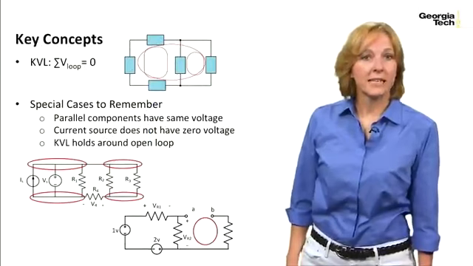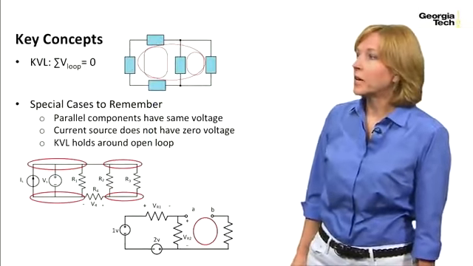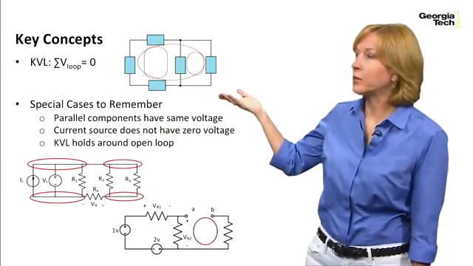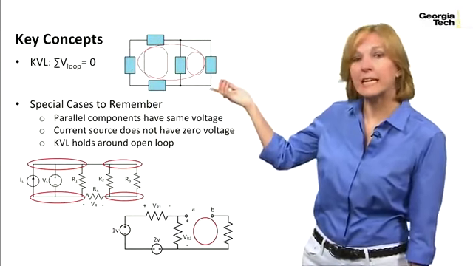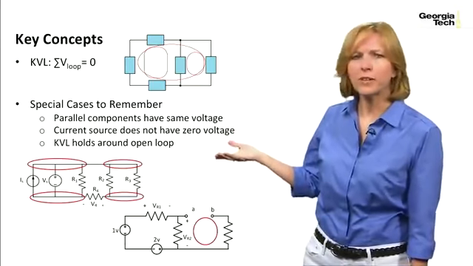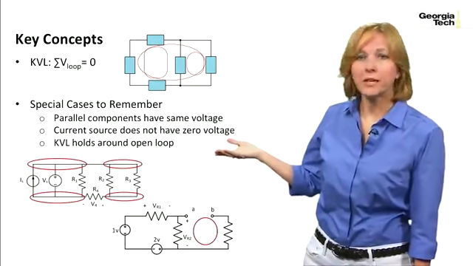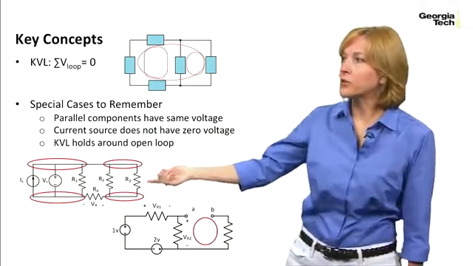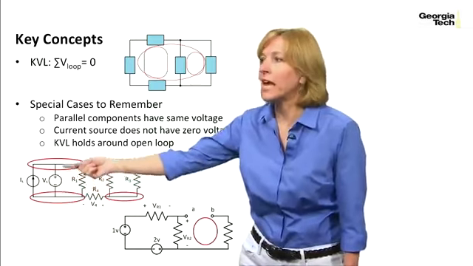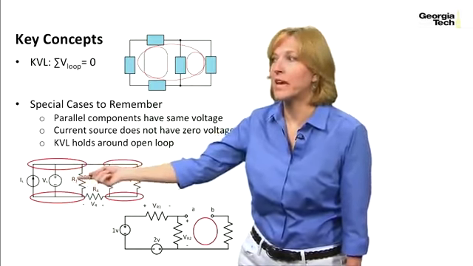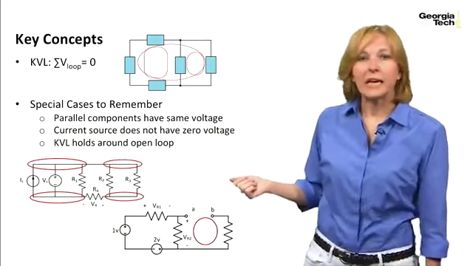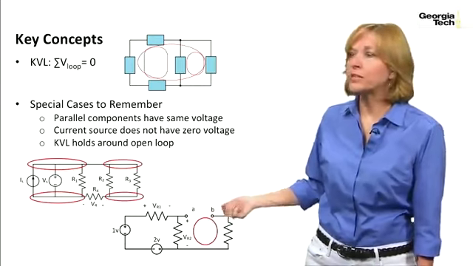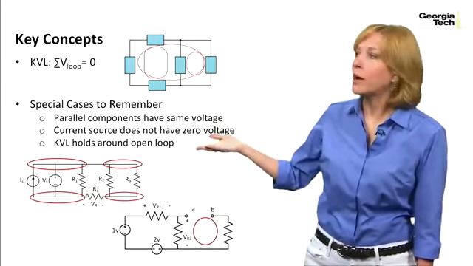To summarize, in this lesson we've gone over some key concepts. The first is Kirchhoff's voltage law, which is the sum of the voltages around any loop is 0. Remember, we can have multiple loops in any given circuit. Special cases to remember: parallel components have the same voltage, and we looked at this example here. And note again that a current source does not have 0 voltage, and you can see right here this particular current source has this voltage drop across it. And then the other thing is that when we have an open circuit in our loop, we can still do the Kirchhoff's voltage law around that open loop.